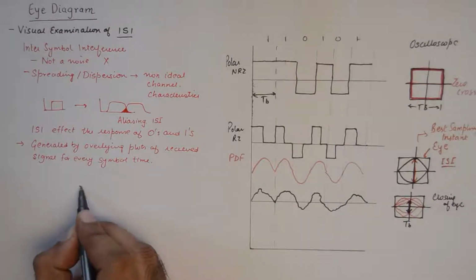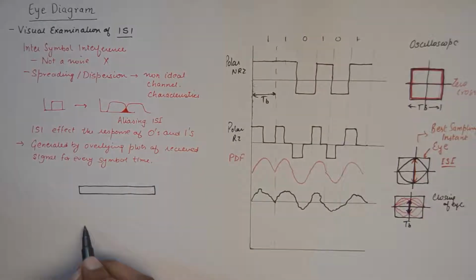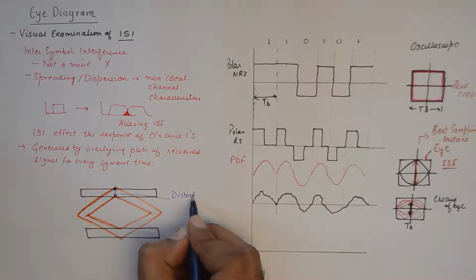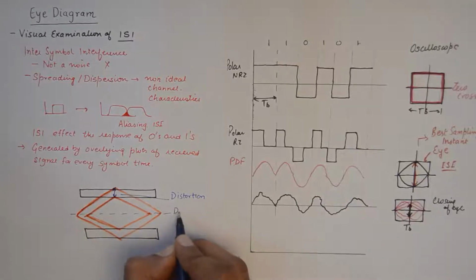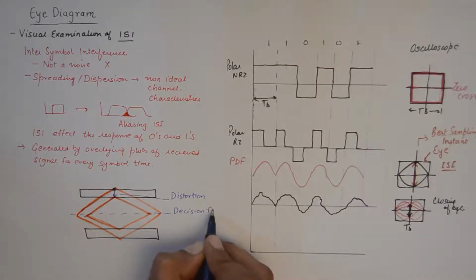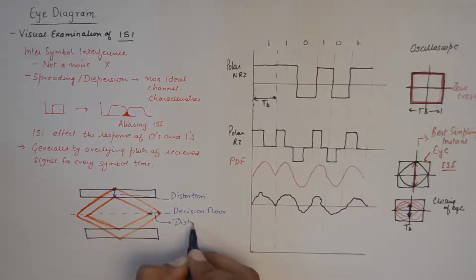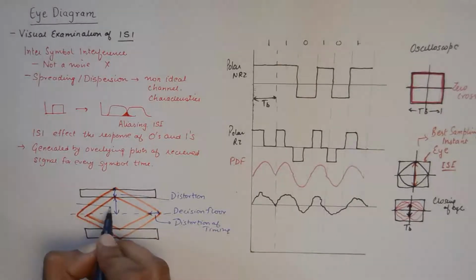The exact diagram that you would see in the books for eye pattern or eye diagram would look something like this. It is known as the distortion, and this center line is, by the way, known as the decision floor or the zero crossing, and this distance is known as distortion of timing. And this distance is the margin over noise.